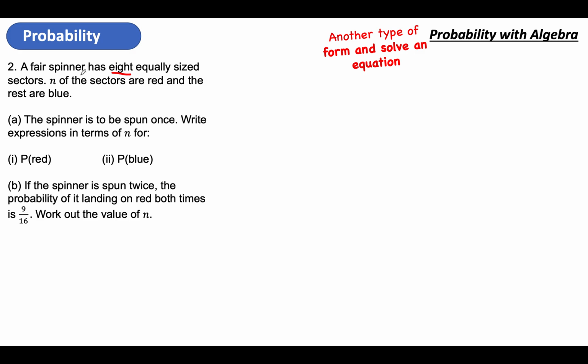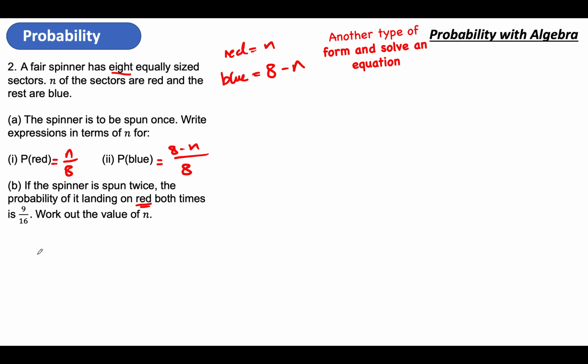So what have we got? N of them are red and the rest are blue. So the number that are red is n, and the number that are blue is the total, which is 8, take away the number that are red, 8 minus n. So the probability of red will be n out of 8, out of the total. And the probability of blue will be the number that are blue out of the total, so 8 minus n out of 8. If the spinner is spun twice, the probability of it landing on red both times is 9 out of 16.